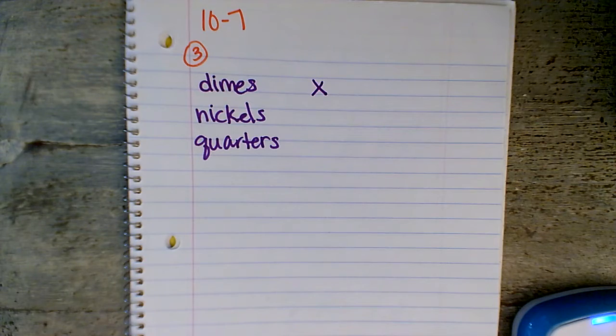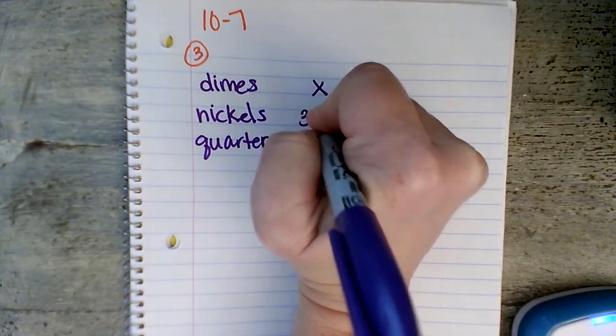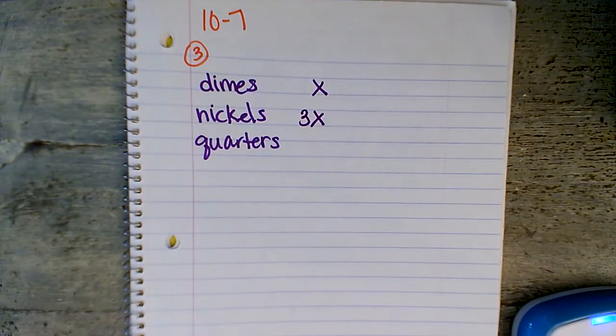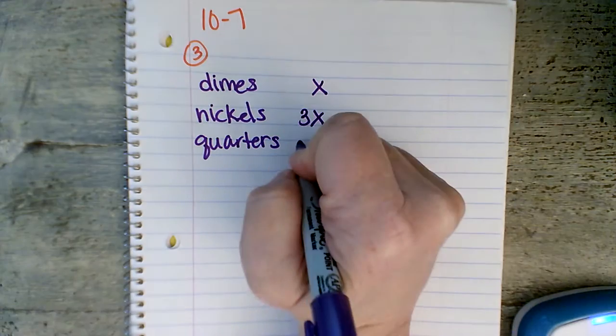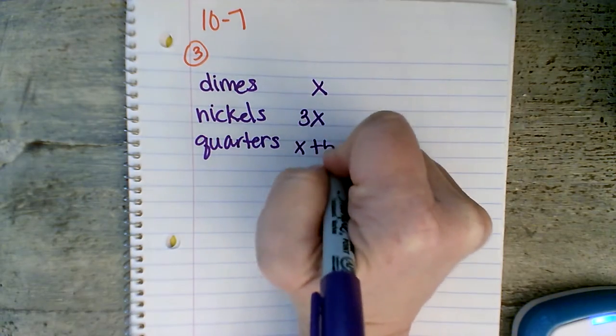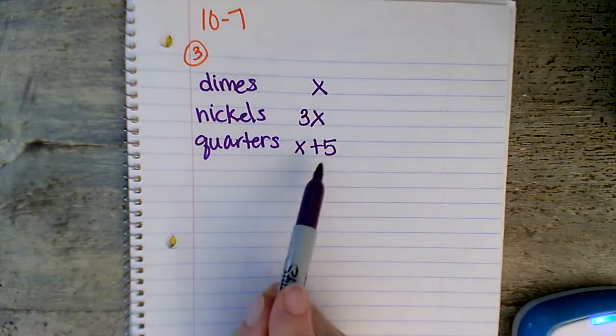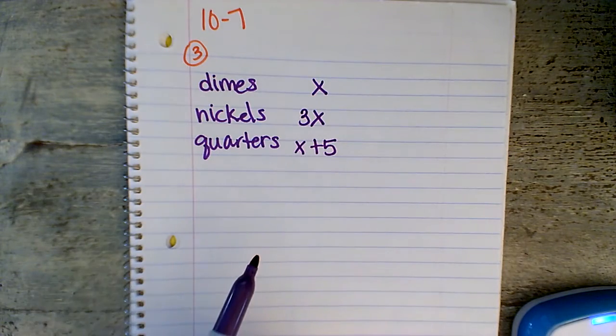Okay, and then it says she has 3 times as many nickels as dimes. So that's easy. I just say 3 times the number of dimes. She has 3 times as many, right? And she has 5 more quarters than dimes. So that's not times, that's just adding. So she has the number of dimes plus 5 in quarters. She has 5 more quarters than she has dimes.